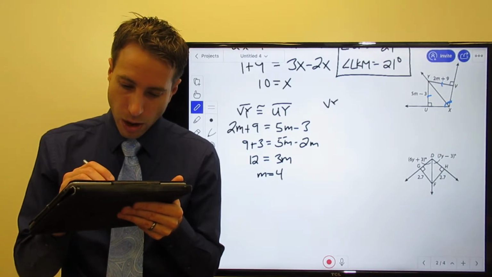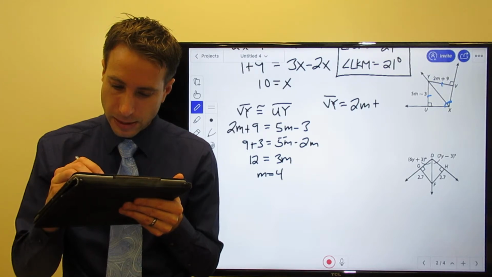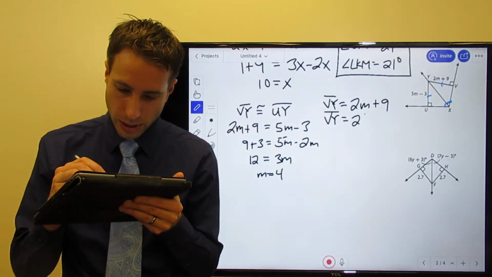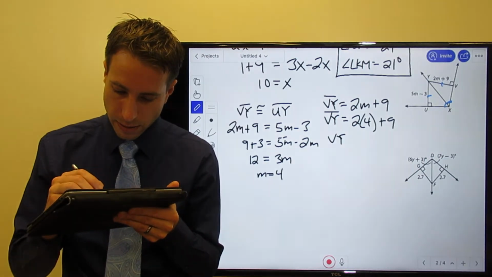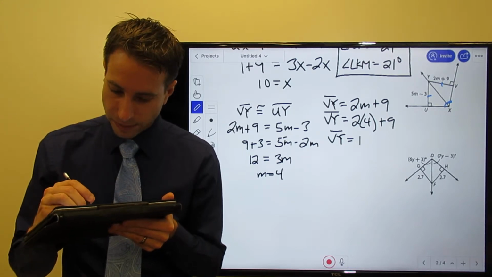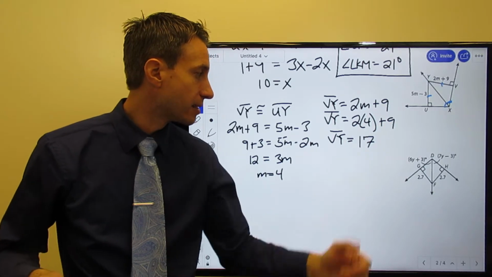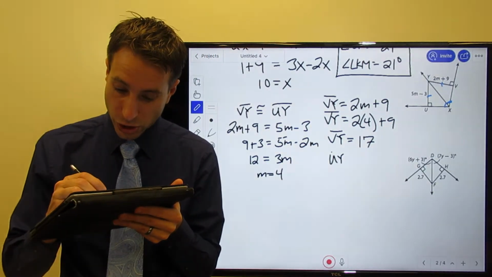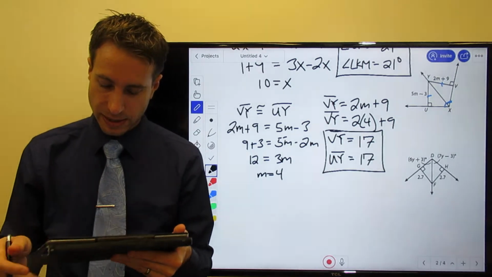If VY is equal to 2m plus 9, 2 times 4 plus 9, let's see, VY, 17. Right? 2 times 4 is 8, 8 and 9, 17. If VY is that, then UY, which is congruent, must also be 17.